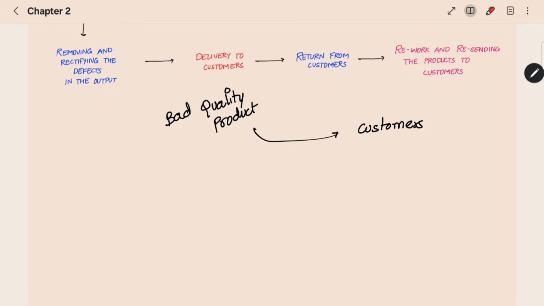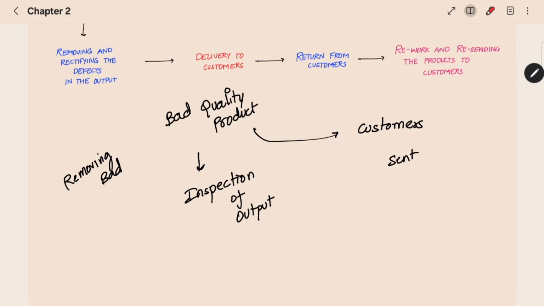After producing the bad quality product, you check it in the inspection itself. Earlier we saw that there is inspection of output. In that inspection of output, you check whether any bad product has come or not. You take all that bad product and remove it from the total product. After that, you send only the good product to the customer. Even so, among the products you send to customers, some will come back. Some goods will be returned because of bad quality discovered by the customer. In a bad product, there will be bad qualities.